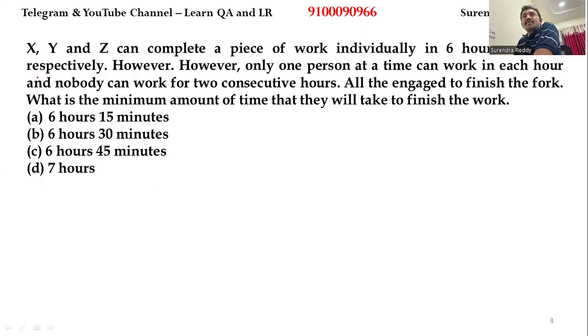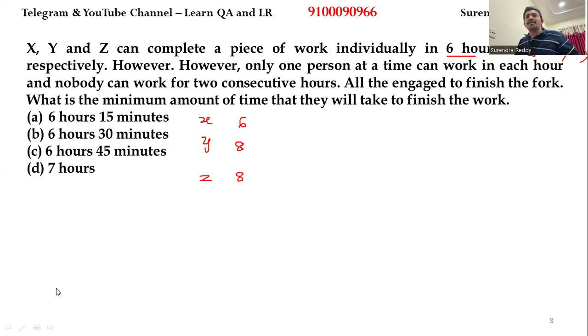Okay, let's understand. This is one of the very good questions actually. X, Y, Z can complete a piece of work individually in 6 hours, 8 hours, respectively. Actually, there is a typo error. One more 8 hours has to be there. That means X can work in 6 hours, Y can work in 8 hours, Z can also work in 8 hours, respectively, if they work independently.